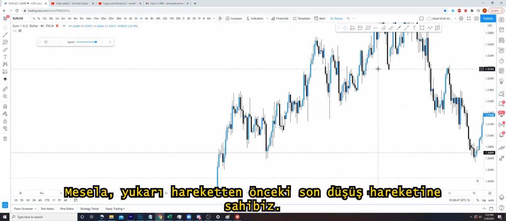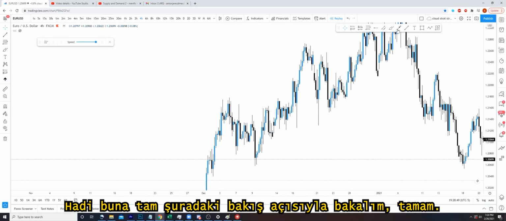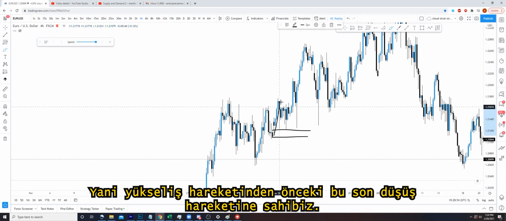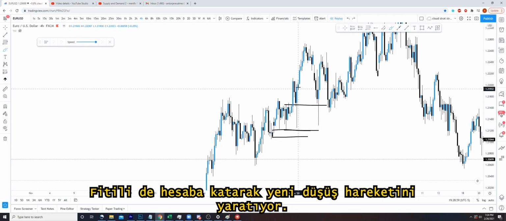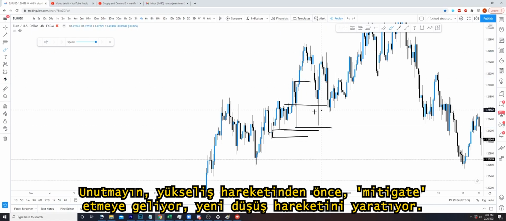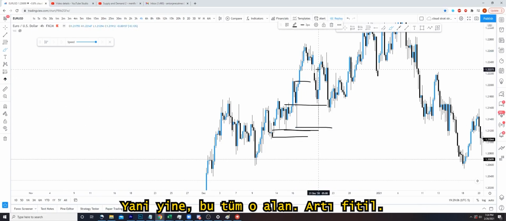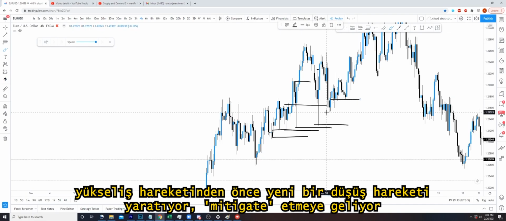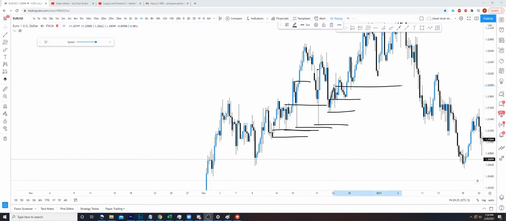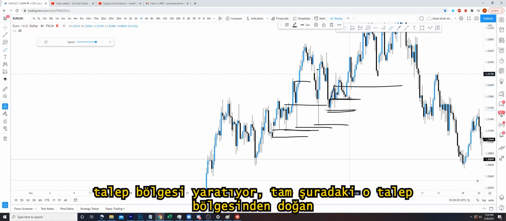We have, for instance, the last down move before an up move. So let's look at it from this point of view right here, okay? We have this last down move before the up move. It comes to mitigate it, creates the new down move before the up move. Comes to mitigate, it creates the new down move, taking into account the wick, remember, before the up move. Comes to mitigate it, creates the new down move. So again, this is that whole area plus the wick. This whole down move before the up move comes to mitigate it, creates a new down move before the up move, comes to mitigate, creates another demand zone off that demand zone right here.